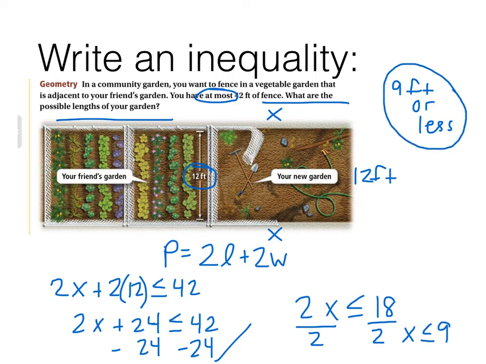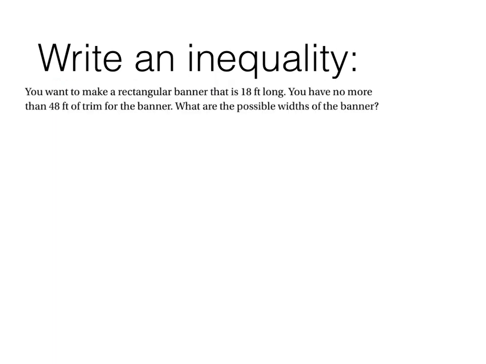Now the last one is very similar to this. I want you to try this one on your own. You want to make a rectangular banner. It's 18 feet long. You have no more than 48 feet of trim on the banner. What are the possible widths of the banner? If you want to pause it and do it on your own, awesome.